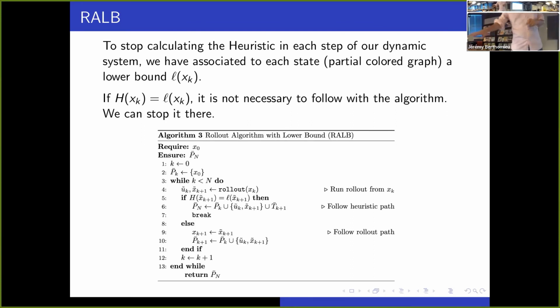And this is the algorithm. It's the same idea. You go with the heuristics, and when the heuristic is equal to the lower bound in this step, you stop the process and you continue with the heuristic.